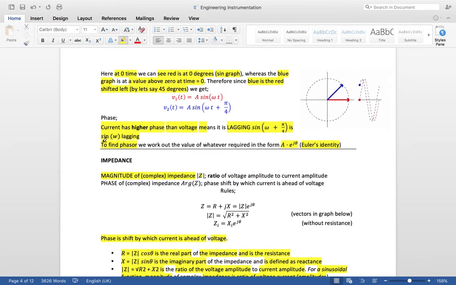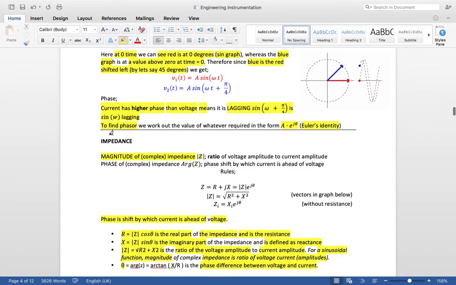voltage. Now, current has a higher phase than voltage. It means the lagging: sin(ωt + π/4) is sin(ωt) lagging. Lagging means higher. Okay, so to find a phasor, we just use this formula here, and it's quite straightforward.